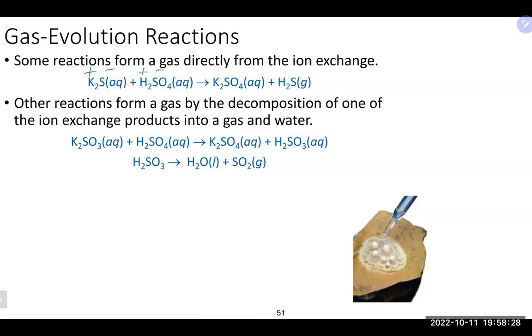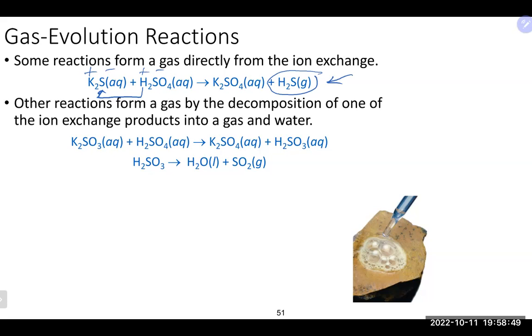And directly off of the double displacement, the H plus and the S come together and will directly produce this gas, which is hydrogen sulfide gas, which you don't ever want to smell because you will know if it's in the room. It smells really bad. So we will produce hydrogen sulfide gas as a direct one.